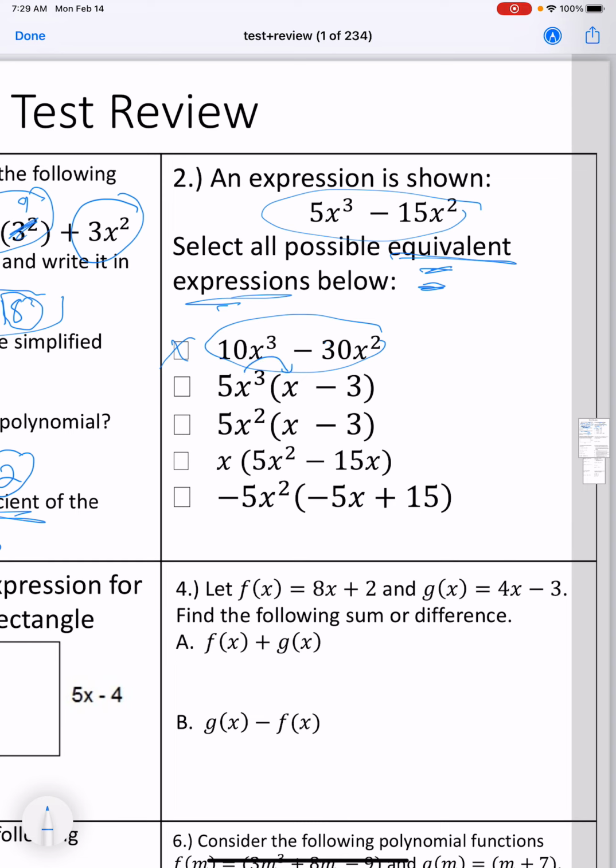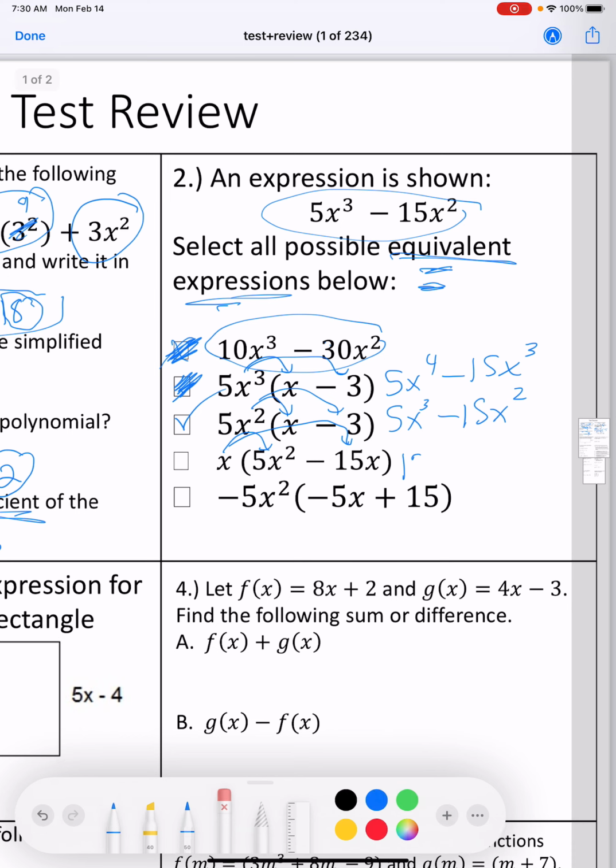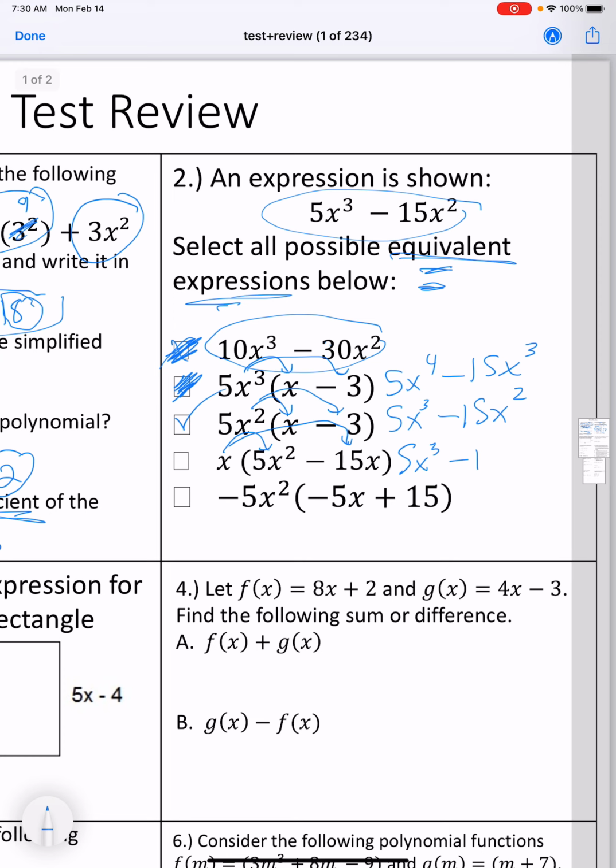We have to simplify it. So we go like this. We get 5x to the 4th power minus 15x to the 3rd. Those are close, but they are not the exact same, so that is not it either. Then we multiply this one, which gives us 5x to the 3rd power minus 15x squared. Well, those are the exact same, so that's great. This one, we're distributing just the x, so we end up with 5x to the 3rd power minus 15x squared. Those are the exact same.